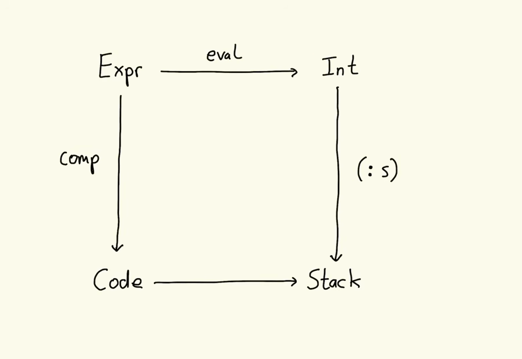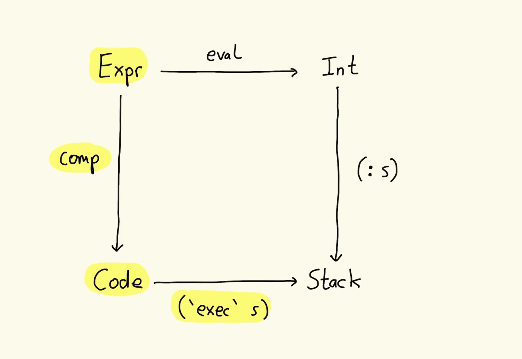How do we complete the bottom of the square? Well, I'll use again some special Haskell syntax. I'm going to write exec of s here. And what this is going to do is you give some code, and then you're going to execute that code using the given stack s, and then you'll get back a final stack. So now you can imagine following around the left-hand path in this square, and what this is saying is you take an expression and you compile it and you get back some code. And then you're going to execute that code in the given stack s, and that will give you back a final stack.